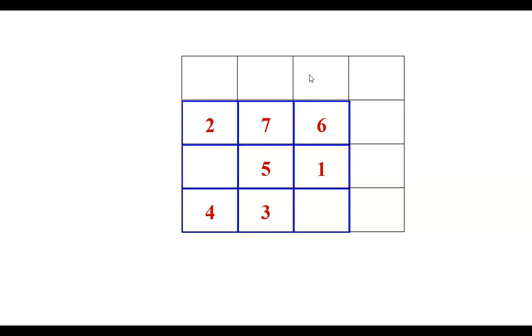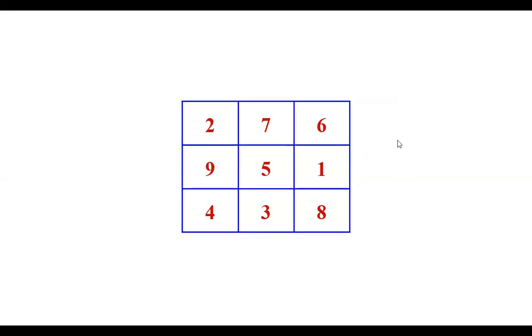So 8 should come here. Because we don't have this cell, you come down and fill this cell with 8. For this, the right top corner, the diagonal corner, will be this. Because we don't have this cell, you come to the left side and fill this with 9. So all the cells are filled here. So this is the magic square.